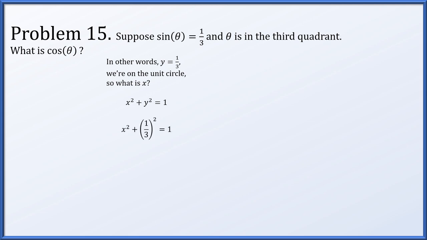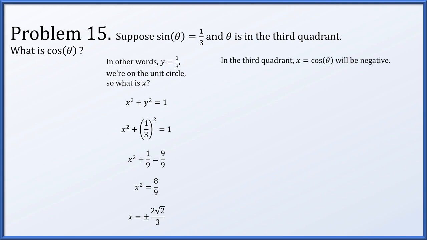We were given y is equal to 1/3. Squaring, subtracting, we end up with x is plus or minus root 8 over 9. In other words, plus or minus 2 root 2 over 3. But we are in the third quadrant. The x-coordinate, aka the cosine of theta, will be negative. So we let the cosine of theta, or x, be negative 2 root 2 over 3.